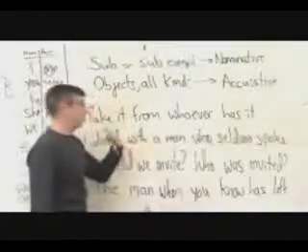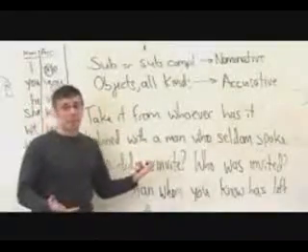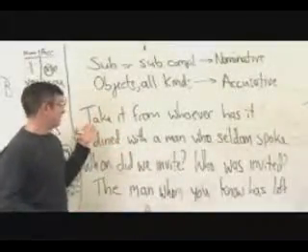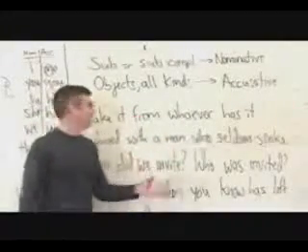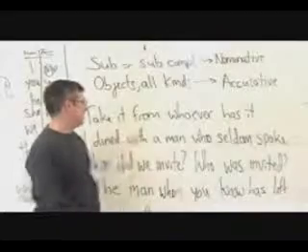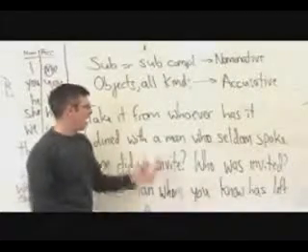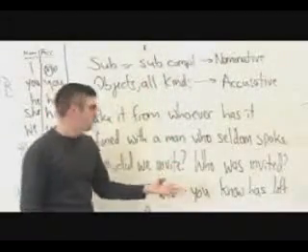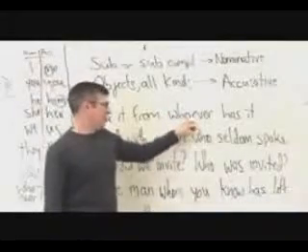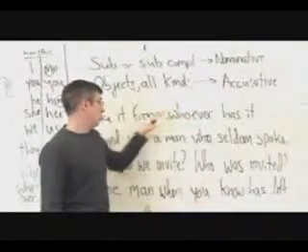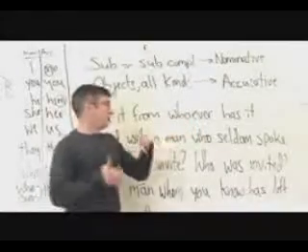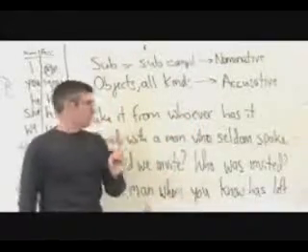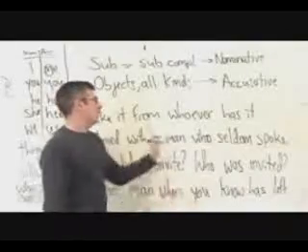And to take what is probably the most complicated kind of problem, take it from whoever has it. Again, from is a preposition, and it's got to be followed by an object. And you might say, well, this is the closest word to the preposition. It's got to be whomever. But it doesn't quite work that way.